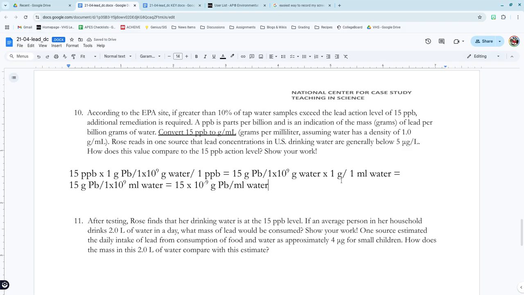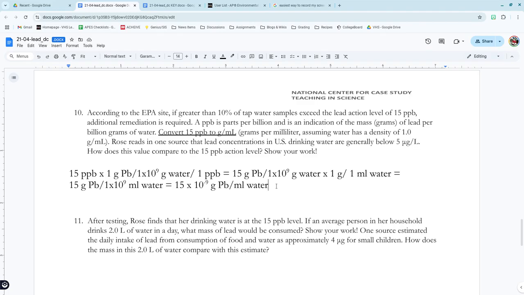So we could leave our answer like this, or we could rewrite it as 1.5 times 10 to the negative 8 grams of lead per milliliter of water. But in order to get full credit, you have to show each unit conversion. You can't just show the equivalency and then rewrite the units in the new units. You have to show how you canceled the units in order to get that answer. So that's what we were doing here.